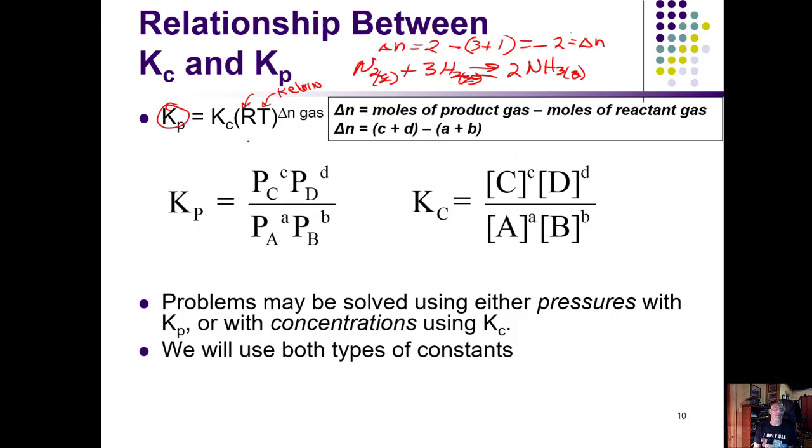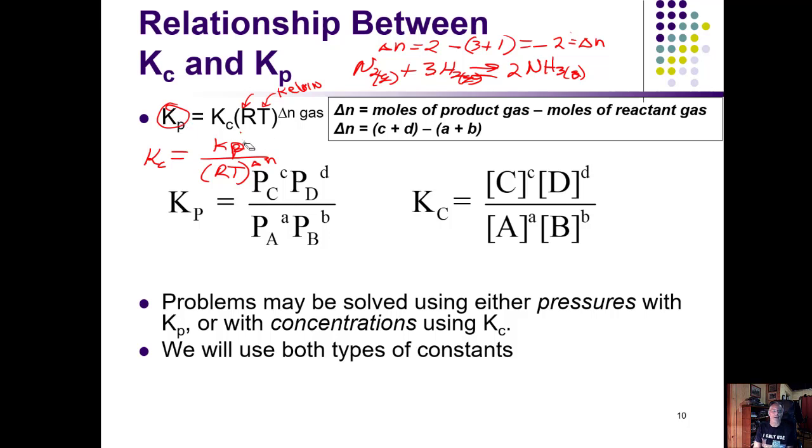You need to be able to manipulate this expression. If I were solving for K sub C, all I would have to do is isolate it, which would mean I would divide both sides by RT to the delta N. So K sub C is equal to K sub P divided by RT raised to the power of delta N, okay? So it's just a little bit of algebra.